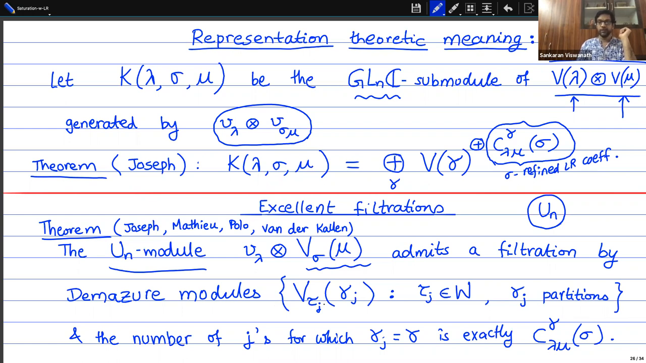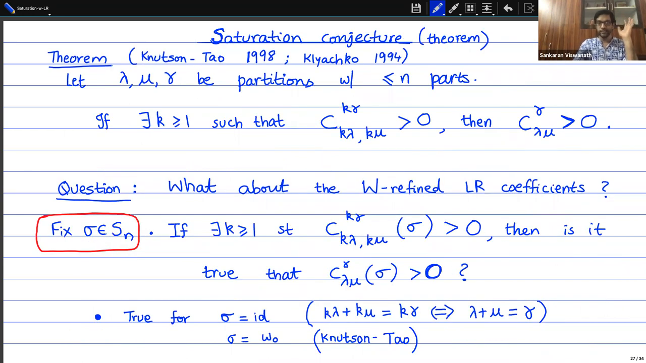Okay. So when I say it admits a filtration by Demazure modules, what I mean is sort of like a Jordan-Hölder thing. I have a filtration whose successive quotients are isomorphic to Demazure modules. Okay, and so Demazure modules means they are indexed by some Weyl group elements tau j and by some gamma j's. And so there's a theorem, due to Joseph, Mathieu, Polo, Van der Kallen in various versions, that the number of j's for which gamma j equals the given gamma that you wanted, that's also given by this same refined LR coefficient. Okay, so this is the representation theoretic motivation for wanting to study these numbers.